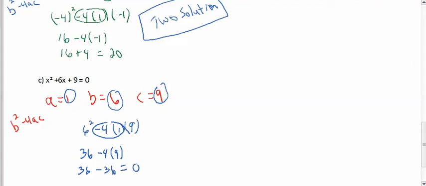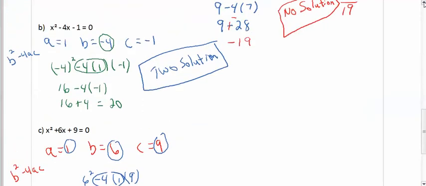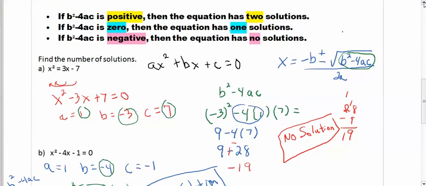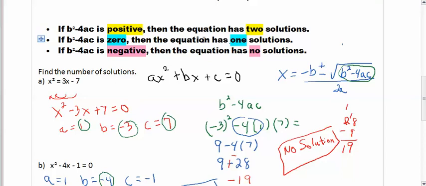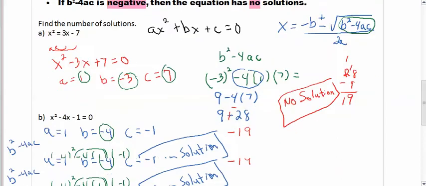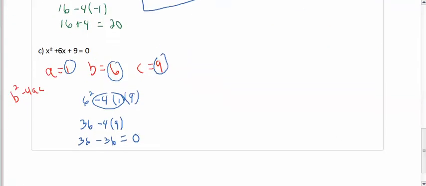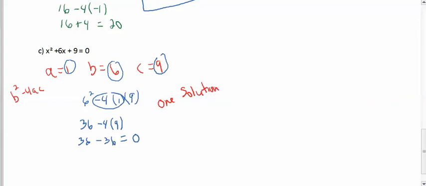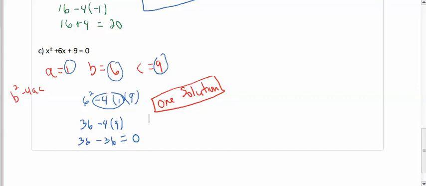And I get 0. So again, I'm going to go up to my notes. And I say, okay, if I get an answer that is 0, it has 1 solution. So then I go back down here, and this answer is going to be 1 solution. And that's how you do that, using the discriminant to determine how many solutions the equation has. That's it.